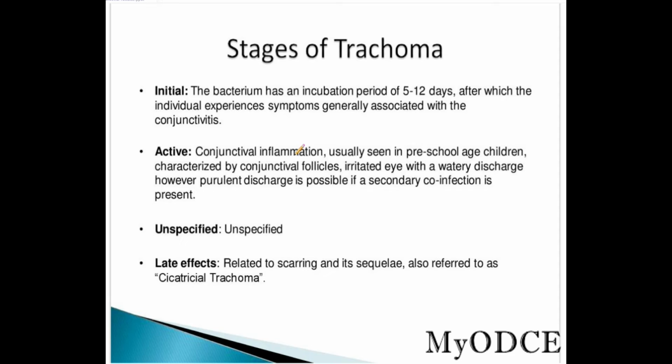So now we're going to discuss these stages of trachoma. The typical bacterial incubation period is 5 to 12 days, after which the individual starts to experience symptoms associated with the conjunctivitis. In neonates as well, not mentioned here, the incubation period tends to be similar, 3 to 12 days. Some infants will develop a reaction up to 2 weeks later.